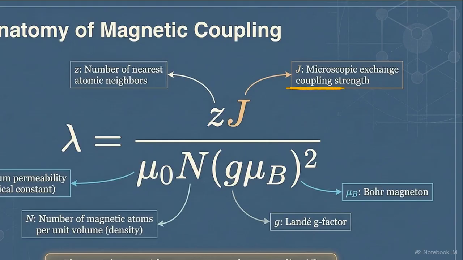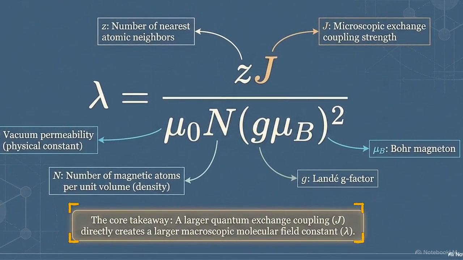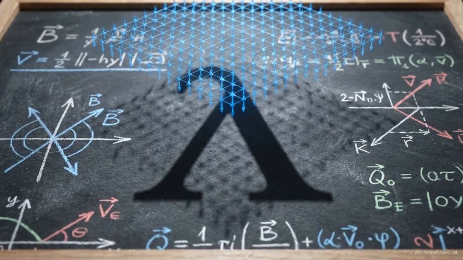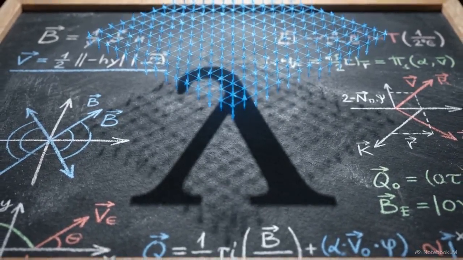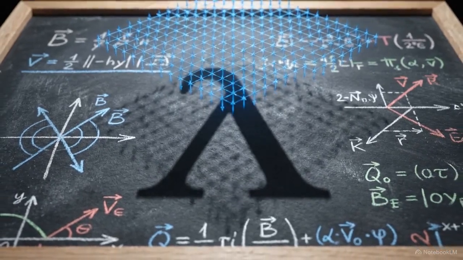In the numerator, the variable J represents the microscopic quantum exchange coupling. A larger quantum coupling strength strictly dictates a larger macroscopic molecular field constant, lambda. Lambda acts as the macroscopic shadow of quantum spin interactions. It enables physicists to use bulk thermodynamic measurements to map out subatomic behaviors.